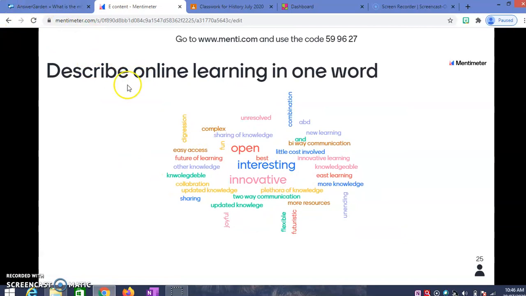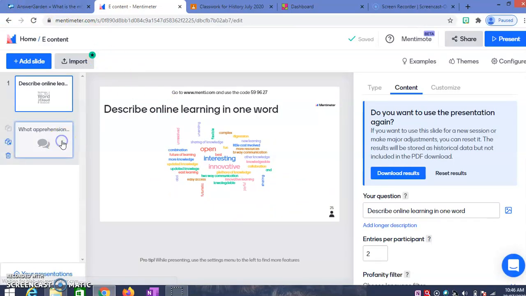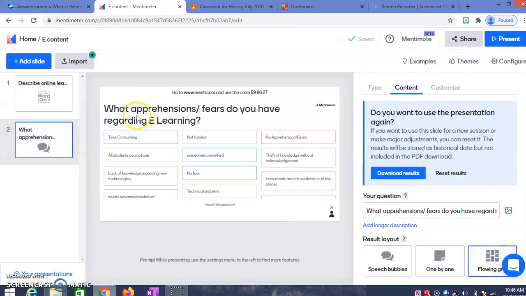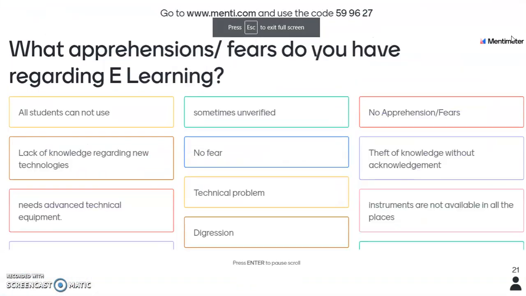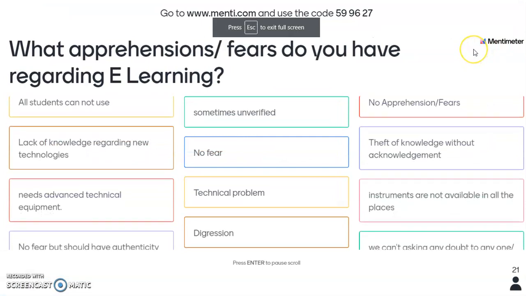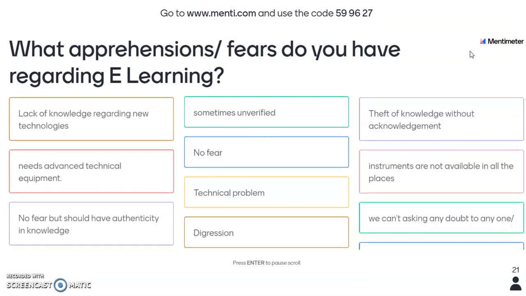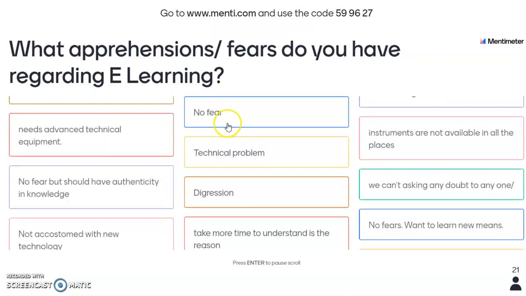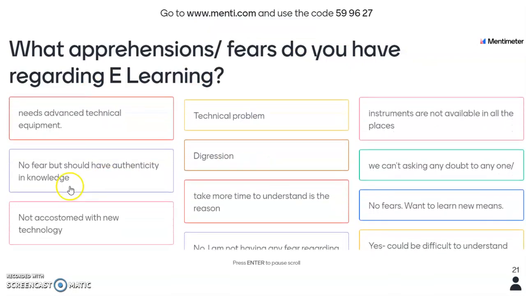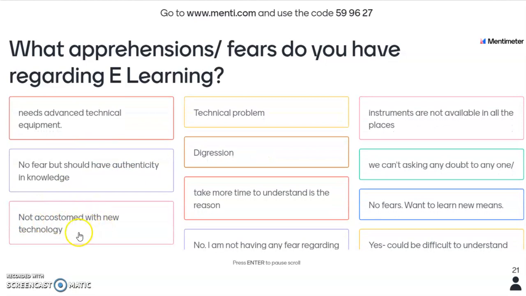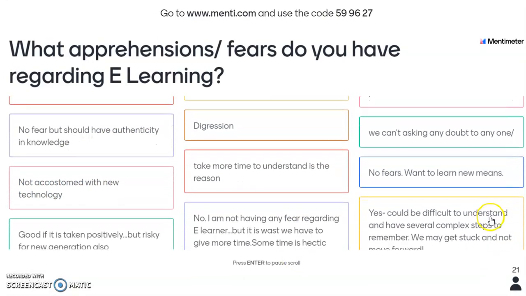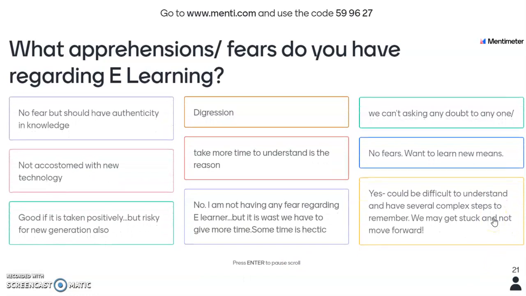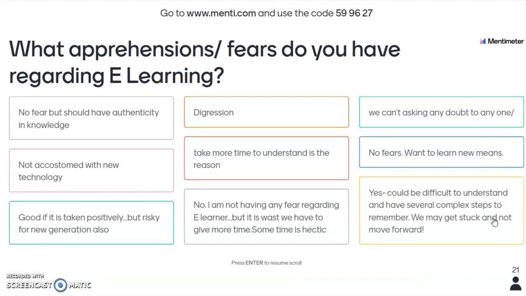In the same Mentimeter, I had one more question for them, where I asked what apprehensions or fears they have regarding online learning. You will see here that students had these apprehensions: lack of knowledge regarding new technology. Some said no fear, some said technical problem, some said we are not accustomed to new technology. And these are scrolling. In order to stop the scrolling, the teacher has to just press enter. I have pressed enter and the scrolling has stopped.